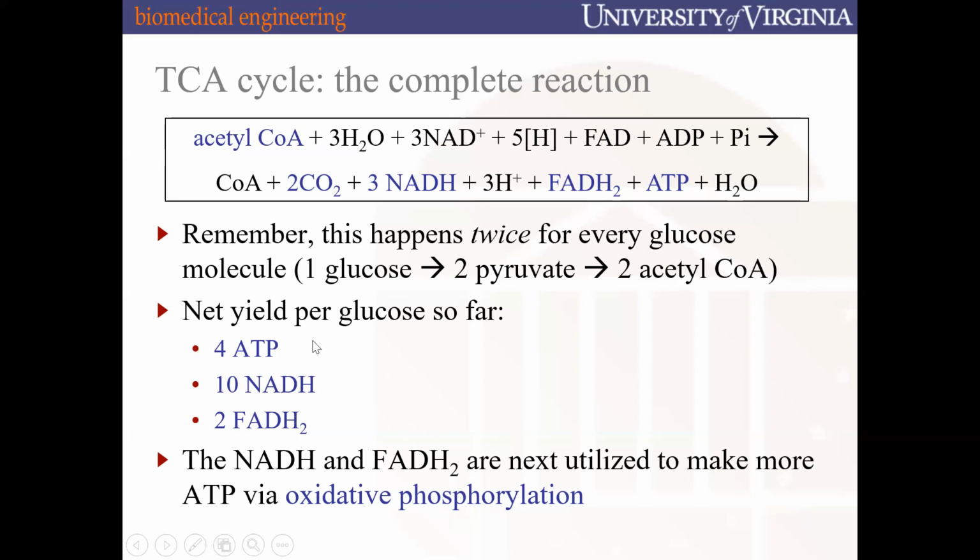Now, taking a step back, thinking about how much ATP, NADH, and FADH2 we have so far from glycolysis and the TCA cycle. We arrive at 4 ATP: 2 ATP from glycolysis and 2 ATP from the TCA cycle. With NADH, we had 2 from glycolysis and 6 from the TCA cycle, so that's 8. I'll pose a question to you: do you remember where the other 2 NADH are coming from?